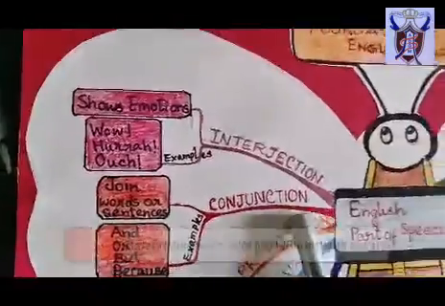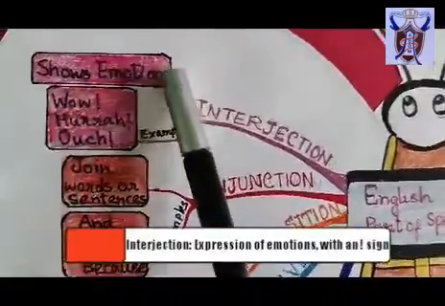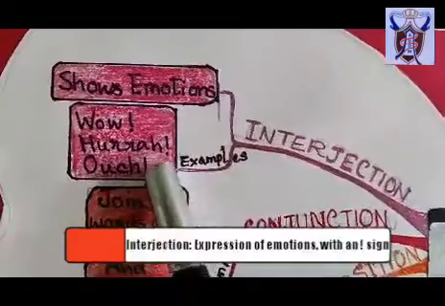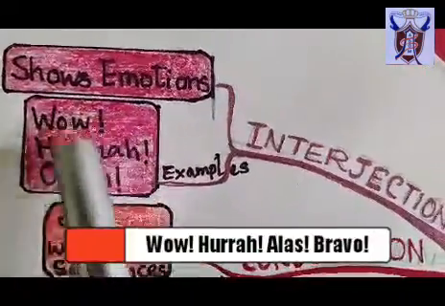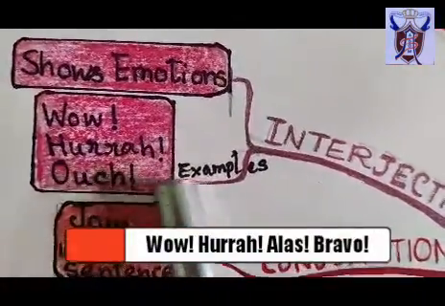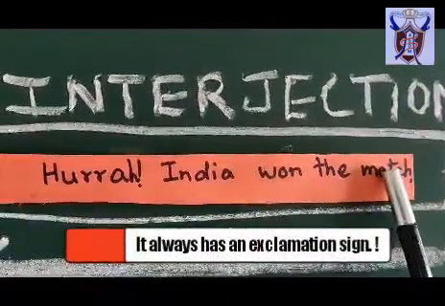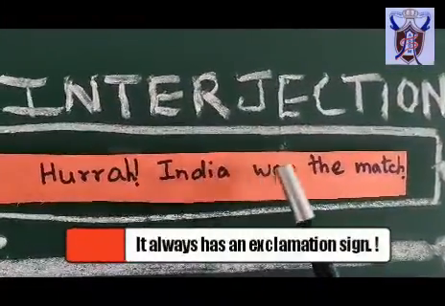Last is interjection. When we talk about interjection, you can remember that on our mobile we always use so many emojis, some moods, some emotions, to show emotions: wow, hurrah, and ouch. See, there is one sign here, one straight line and one dot. This sign is called the exclamatory sign. With this exclamatory sign, you can express emotion. I have taken one sentence here: Hurrah! India won the match. India won the match, and expressing it happily is hurrah. It is an emotion. Hurrah! India won the match.